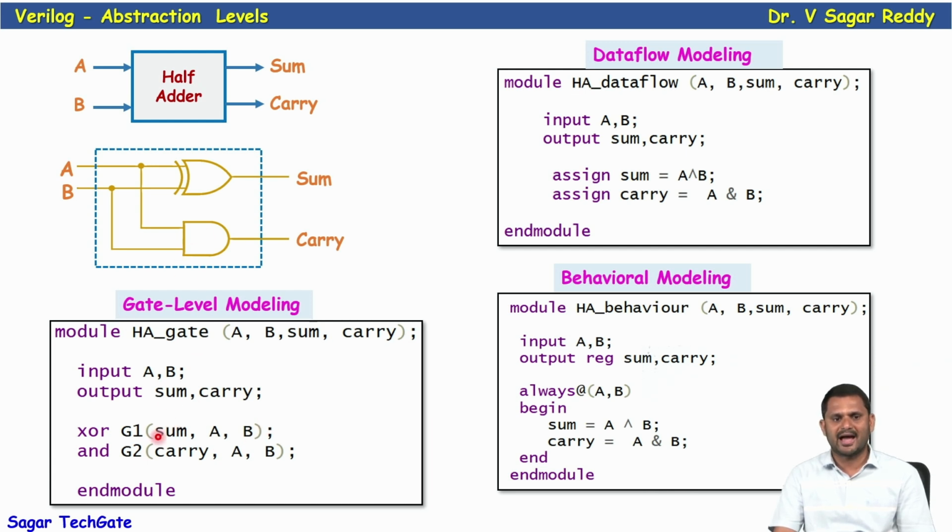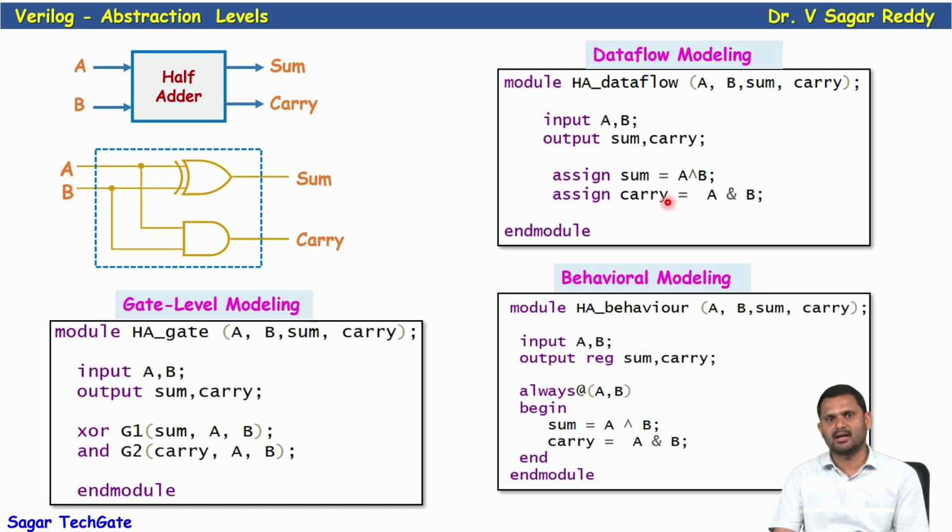Same way, I'll use the AND gate and instance name Z2. I'll instantiate this primitive with carry as output and A, B as input. So by using these primitives, we can describe this half adder. This modeling style is known as gate level modeling.